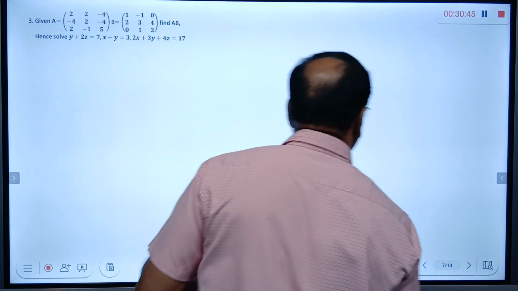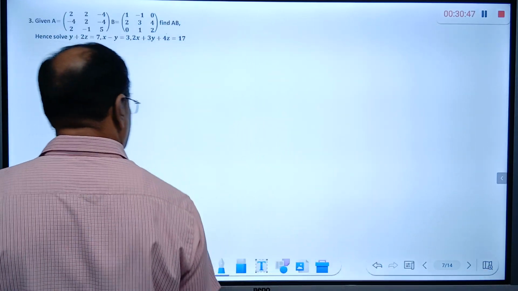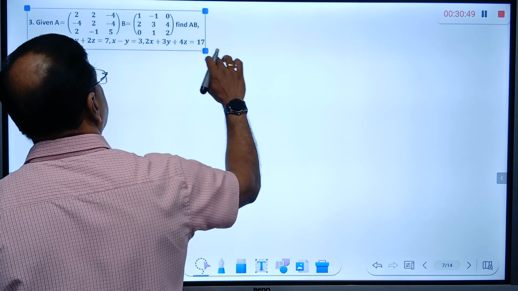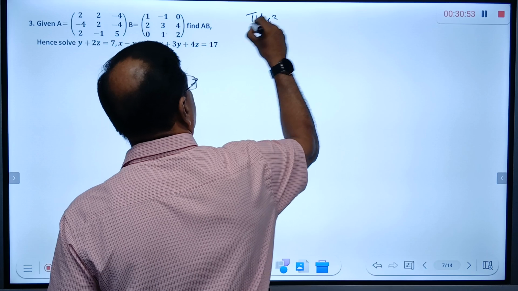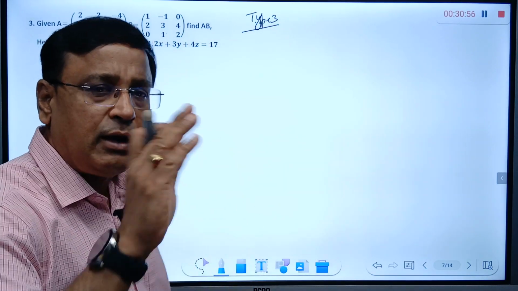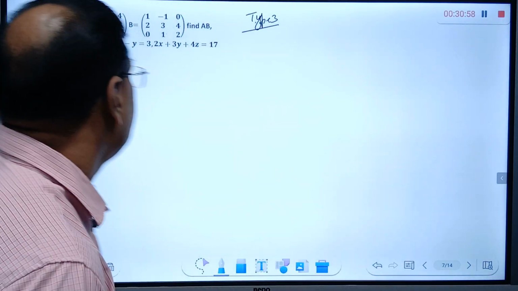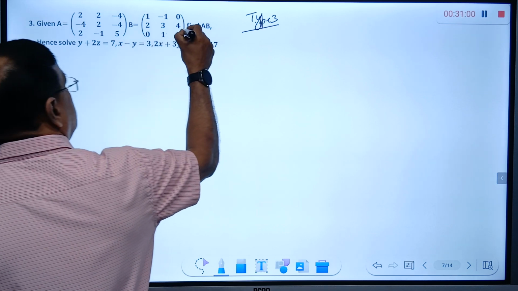Now the type 3, very, very important sum. Type 3 is a very important sum. Again, it has come many times in the board exam. You call this type 3. One of these types only will come for your exam. You can rest assured. Now, the question here is find AB.